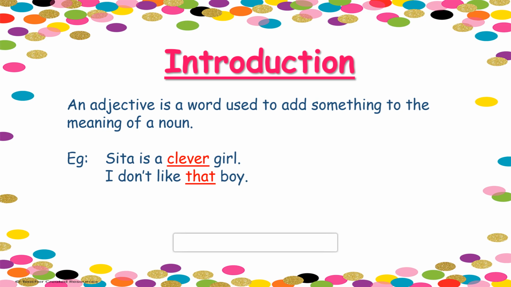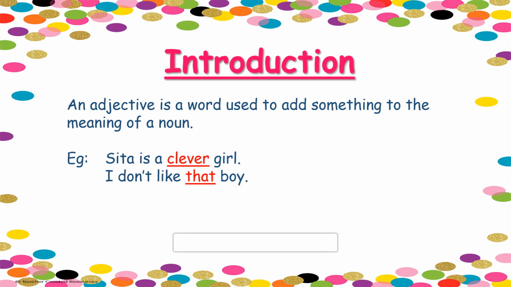Similarly, in the second sentence, you will see, I don't like that boy. It is the sentence. So here I is a pronoun. Don't is a helping verb. Like is the main verb. That boy. Now here that is an adjective. It is a demonstrative adjective. Which kind of adjective it is, you better leave that.